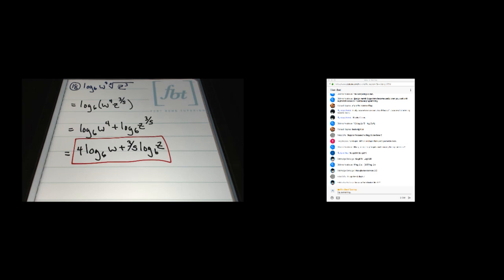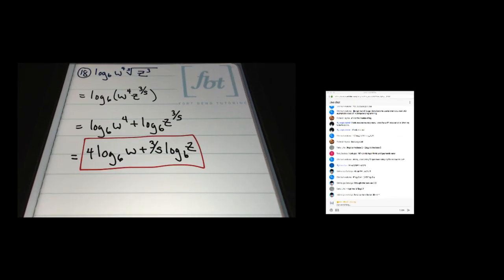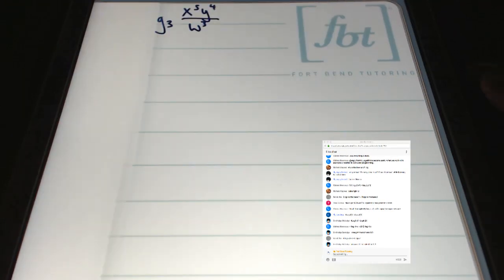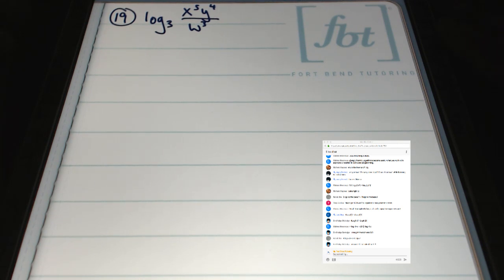All right, so try that out next time, Raul. Okay, guys. Let's go ahead and continue with our next problem, which is problem number 19.